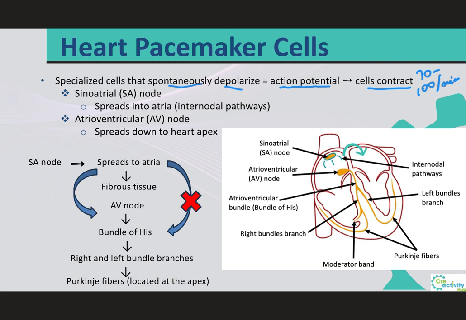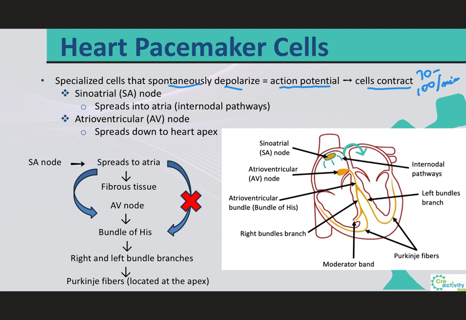Now, there are two locations where these nodal cells are present. One is at the top of the right atrium, and this group of nodal cells is called the SA node. The second group of nodal cells is called the AV node, and it is located near the coronary sinus of the interatrial septum at the bottom of the right atrium.